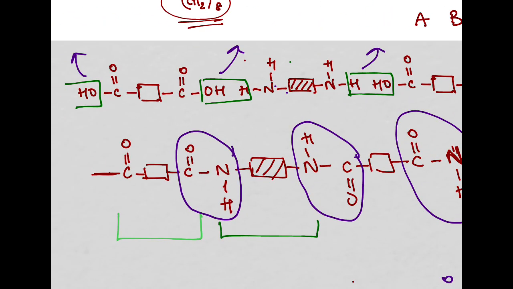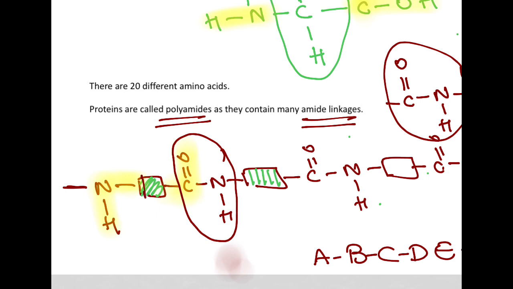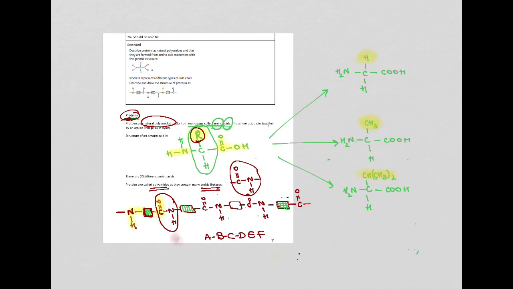Now be careful, there is a difference between proteins and nylon. If you look at nylon here, for the same kind of box, same monomer, you have the 2 carbons. And for this monomer, you have the 2 nitrogen. But for proteins, for the same box, you have carbon and nitrogen as well. So this is the only difference between proteins and nylon.